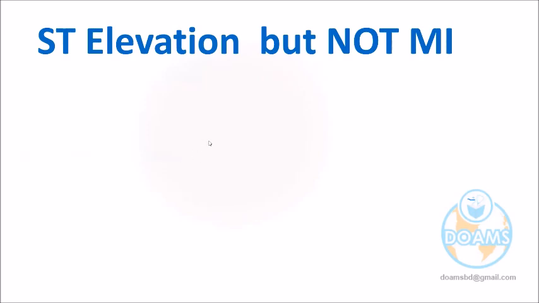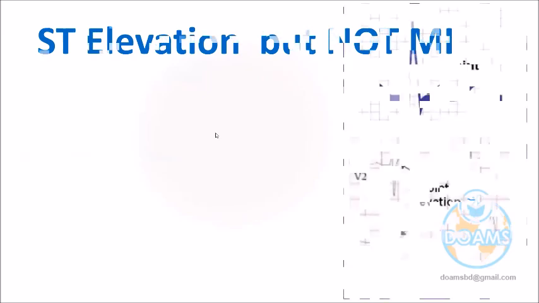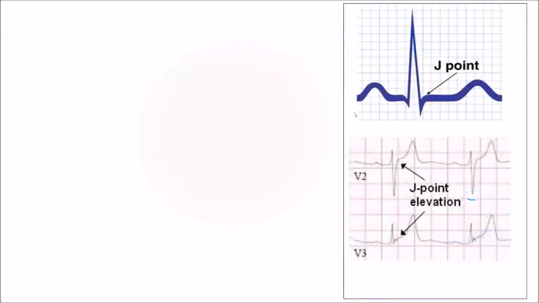Now some ST elevation is actually not MI. Here, it is called the J point, the junctional point. J point elevation. J point means the junction between the S and the ST segment. Sometimes the ECG shows that this junction is elevated, but we can say that this is ST elevation also. Can anybody say what is the difference here? Any idea?